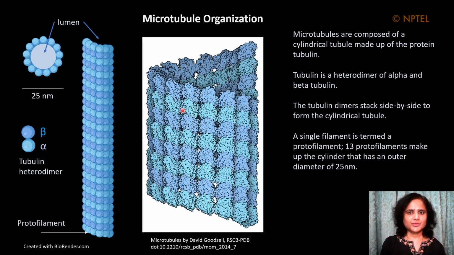Within the microtubule, lateral as well as end-on interactions among the subunits stabilize the structure. And in this assembly, a single filament is referred to as a protofilament. 13 such protofilaments make up the cylinder that has an outer diameter of 25 nanometers.